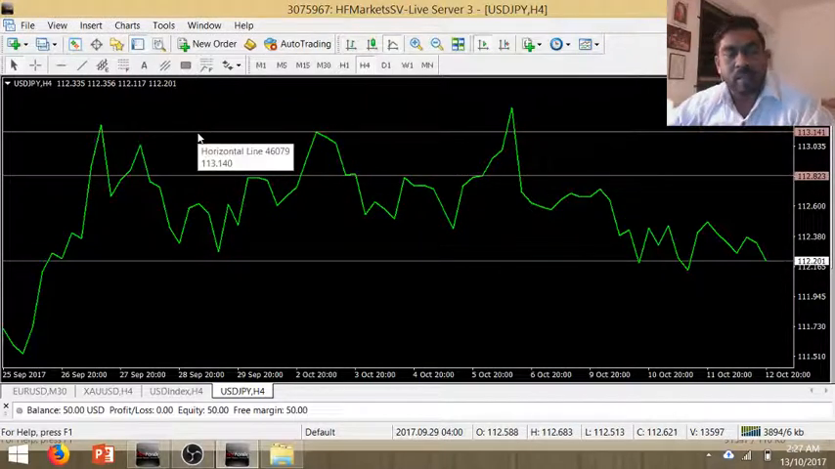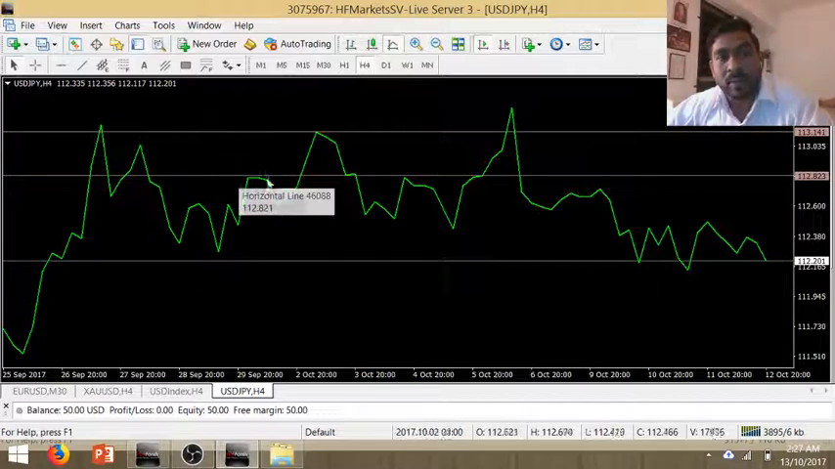So a line which has been tested more times, a price level which has been tested more times, has a very high likelihood of the price attempting to retest it in the future.